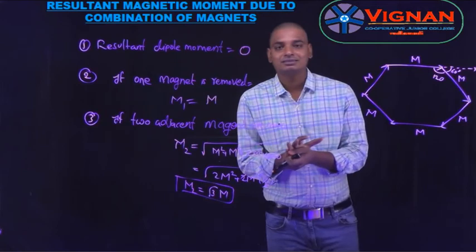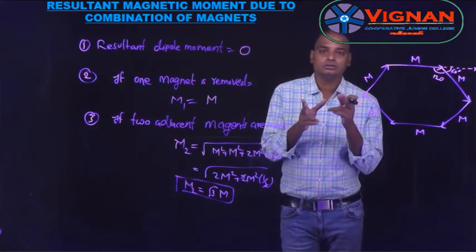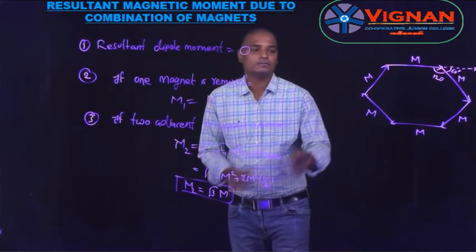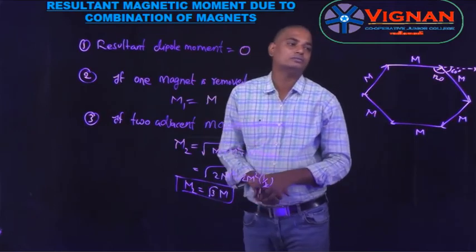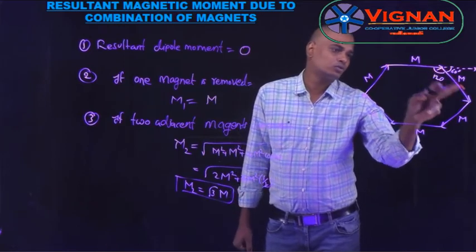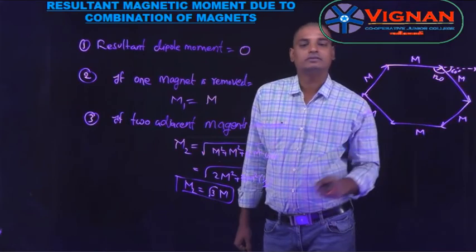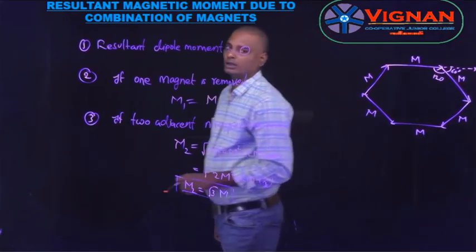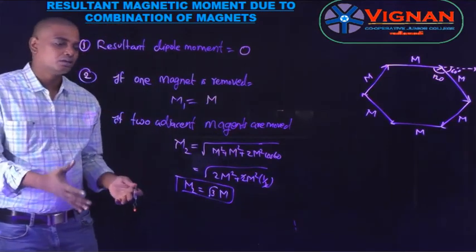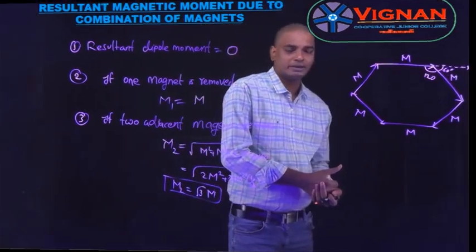What happens if 3 adjacent bar magnets are removed? That is my question. By solving from the above cases, I think you are able to solve. If 3 magnets are removed, then we need to calculate the resultant of 2 and then the resultant of the first 2 and the third one. So I think you are able to calculate that one. So my question: calculate, if 3 adjacent magnets are removed, then what is the dipole moment?